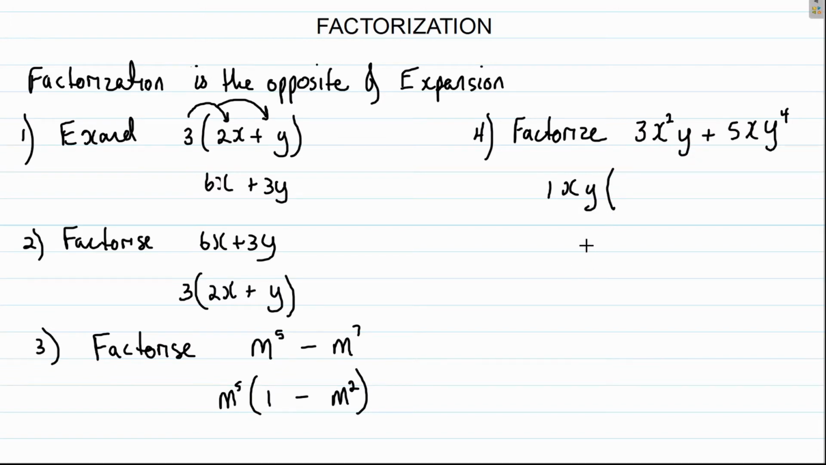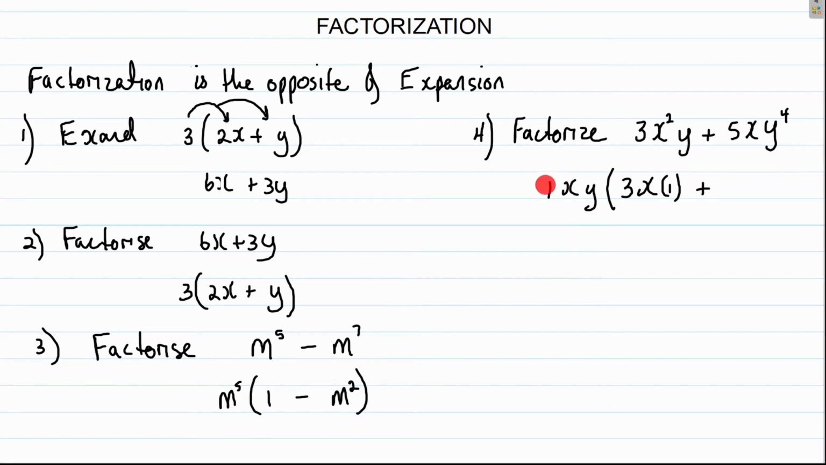Now that I have my highest common factor, I open my brackets, and now I'll divide both terms by 1xy. So you can look at the numbers first. 3 divided by 1 will give you 3. X squared divided by x to the power 1. Remember, the bases are the same, so we can subtract the powers. So 2 take away 1 will give you 1, and x to the power of 1 is simply x. And now y divided by y will give you 1.